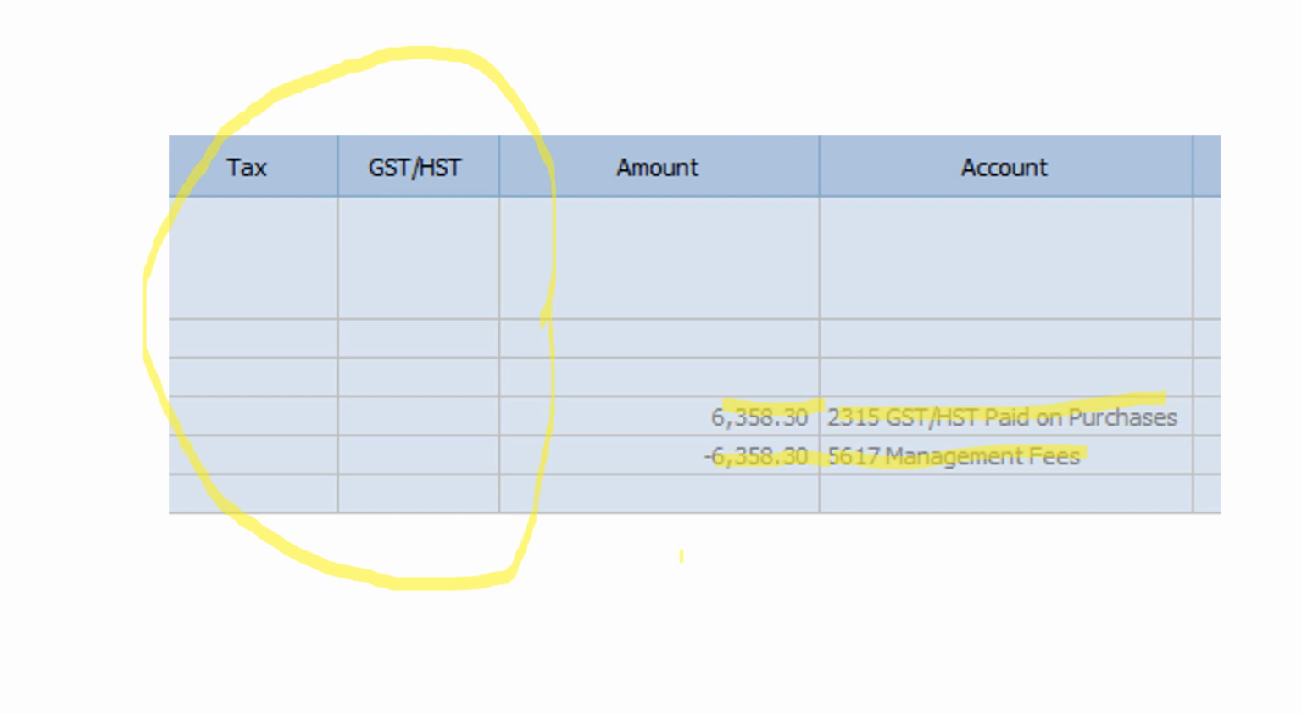So as you can see, they were not included on the tax summary report, but at the same time, they were entered and recorded on the general ledger and the balance sheet.